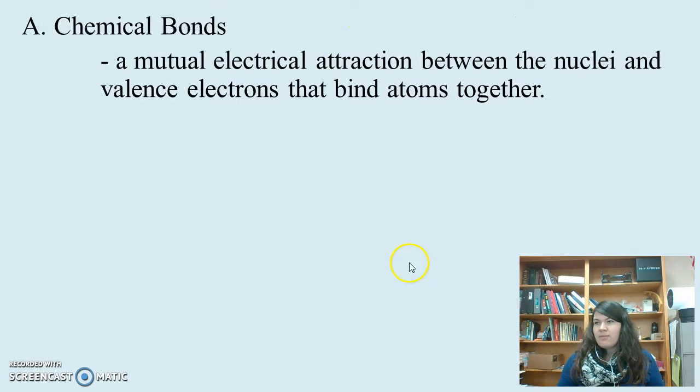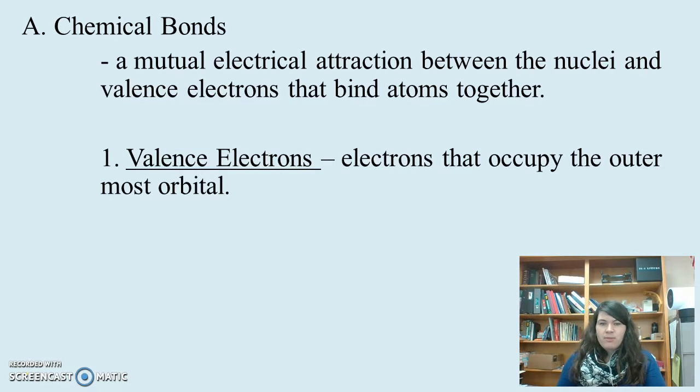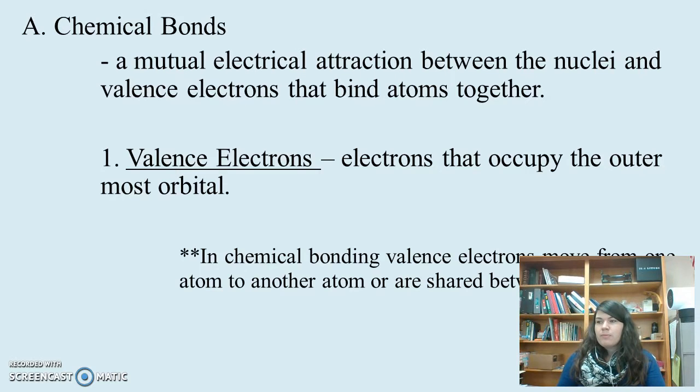Okay, first off, chemical bonds. Got to have a working definition for that. It's a mutual electrical attraction between the nuclei of atoms, and it has to do again with those valence electrons. So a quick definition, hopefully you already know what valence electrons are. We've talked about this in our last chapter.